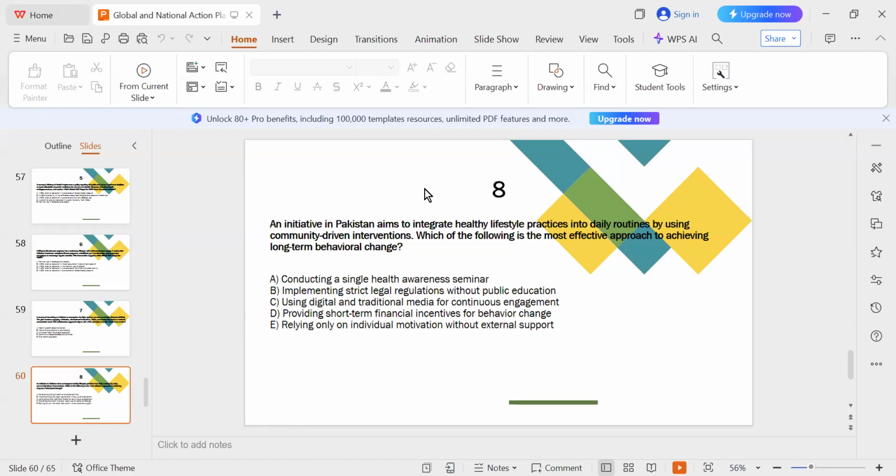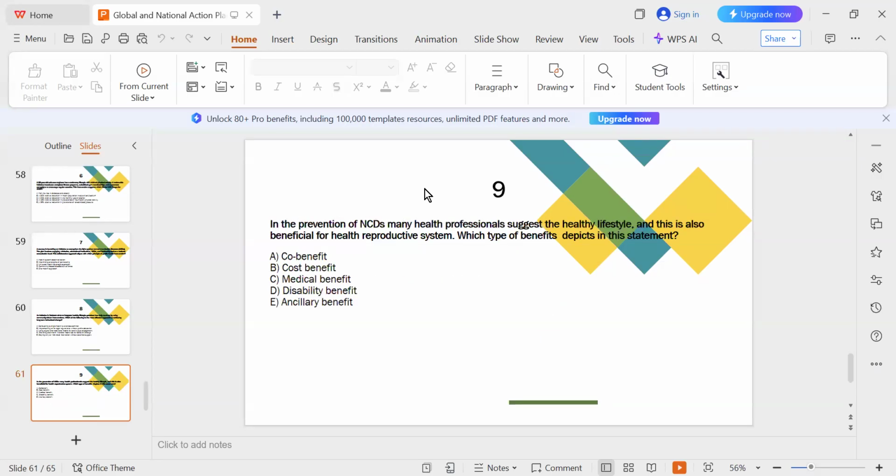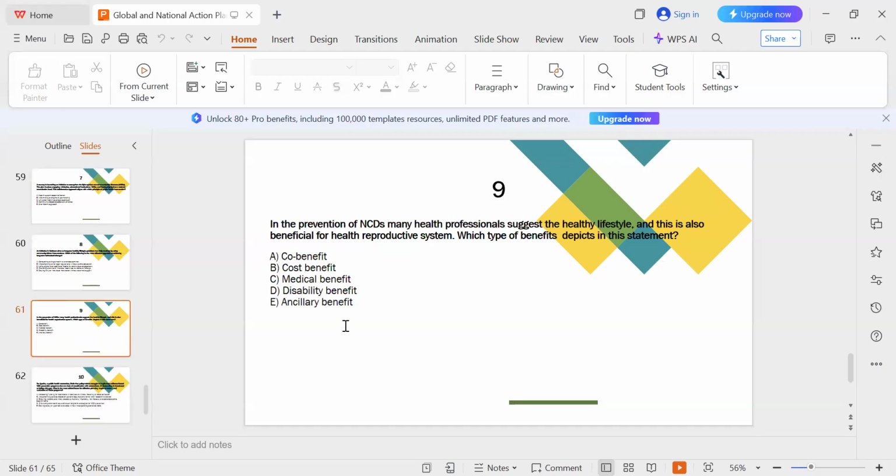The correct answer is Charlie. In the prevention of NCDs, many health professionals suggest a healthier lifestyle, and this is also beneficial for the reproductive health system. Which type of benefit is depicted in this statement? A, co-benefit, B, cost benefit, C, medical benefit, D, disability benefit, or E, ancillary benefit.